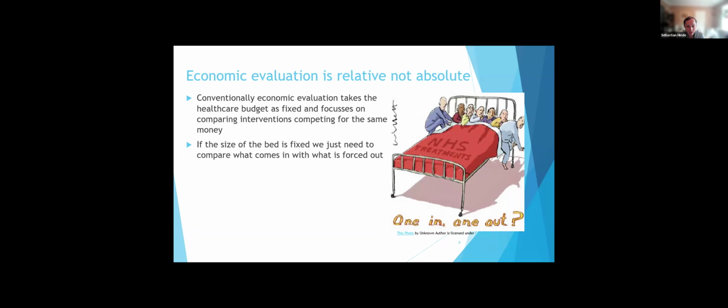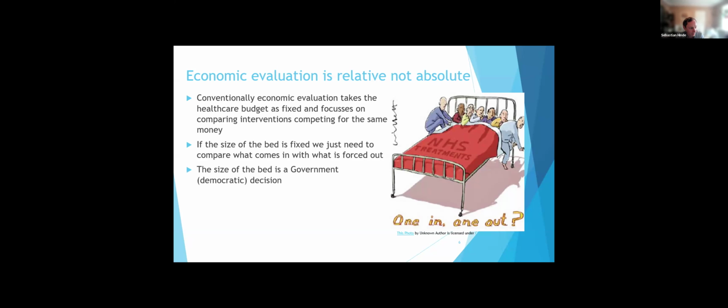So that's to say the size of this NHS treatment bed is fixed. So we just need to compare what's coming in from what's going out. So is the thing that's coming in worth doing, both in terms of is it the best, most cost-effective way of treating that patient, but also is any additional funding that might push someone else out of the treatment bed worth the implications. And yeah, we take the size of the bed as fixed and really pass it further up the chain, that it's a government decision how much NHS funding is.